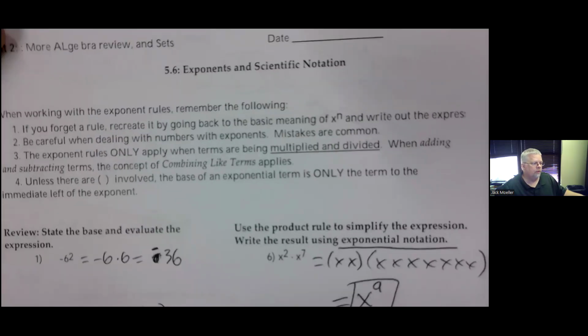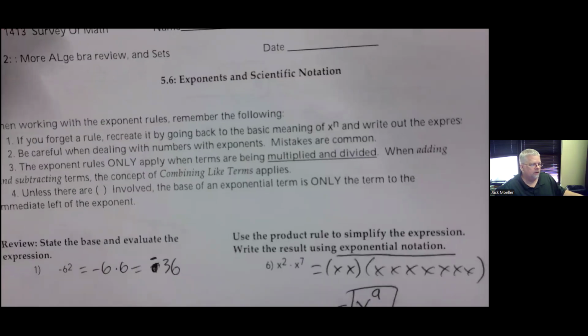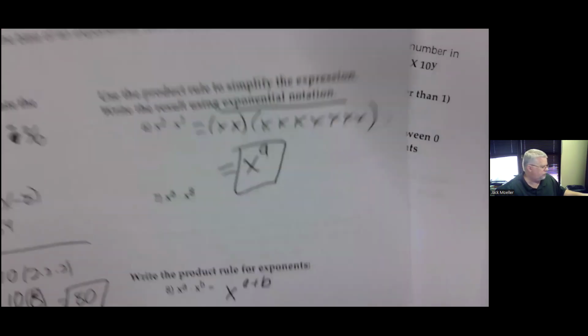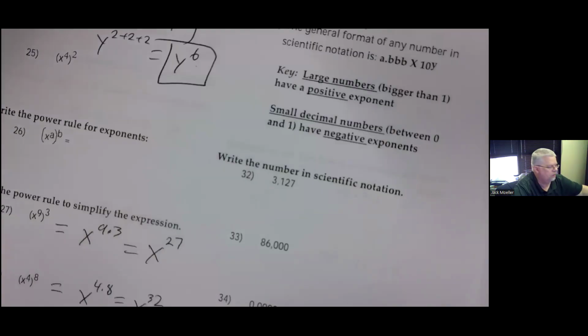All right. So I am continuing on the 5.6 outline. There's one handout for both the exponents and the scientific notation. This was the one that we were working on last video. If you go over to page 3, we get into the scientific notation.